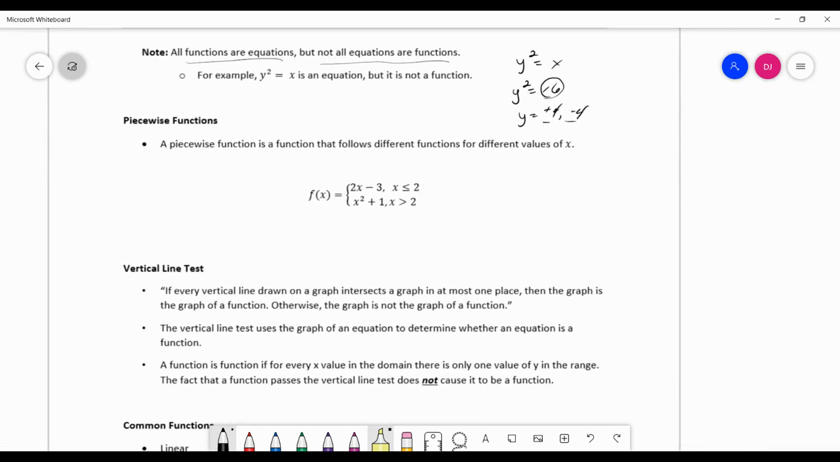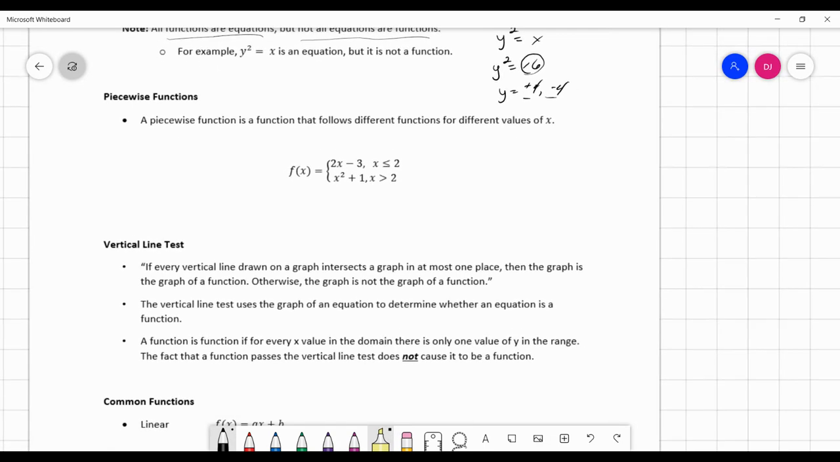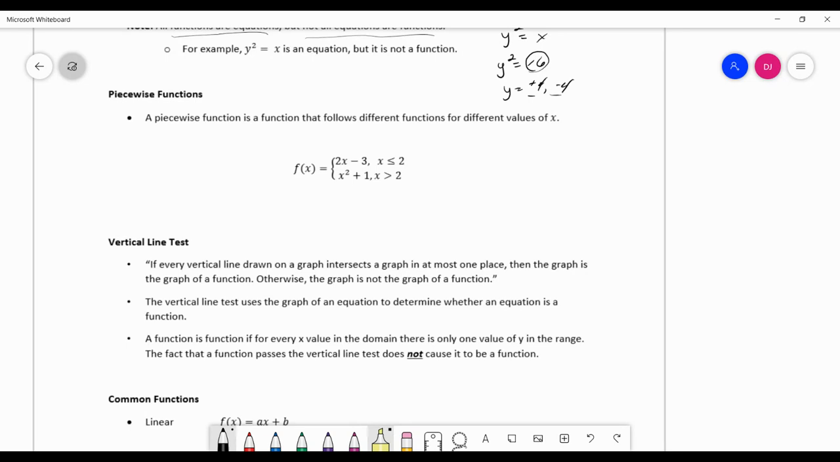Another type of function that I want to talk about just briefly is what's called a piecewise function. Okay, a piecewise function follows different functions for different values of x. Okay, without getting too much down this road, our tax code in the United States is a piecewise function. If you make under this amount of money, you pay this much of tax. If you make more money, you pay a certain percentage tax on the first amount and a different percentage tax on the next amount. So you have different things, and we're not going to get into the U.S. tax code.